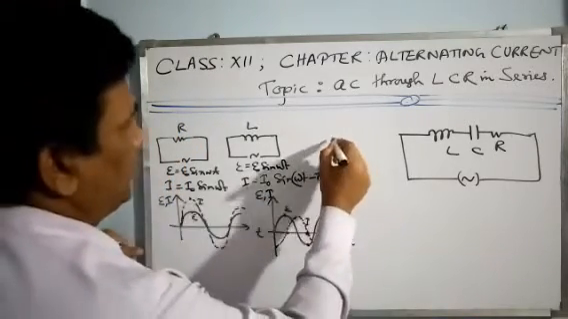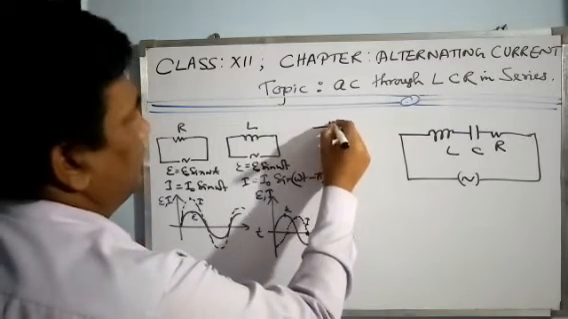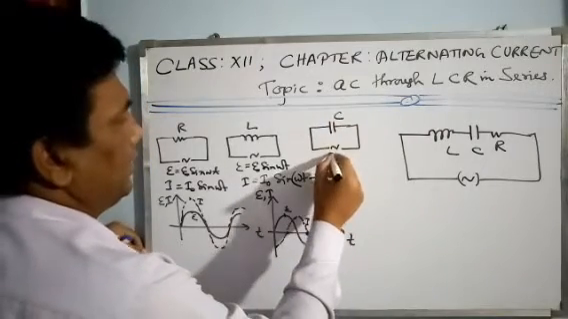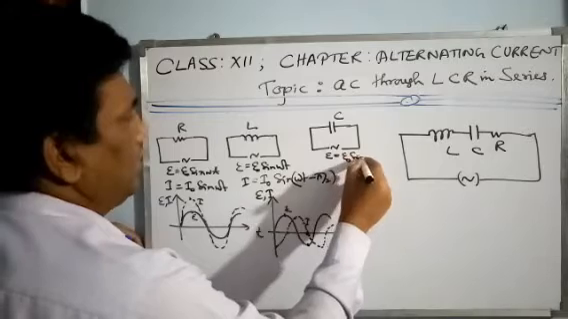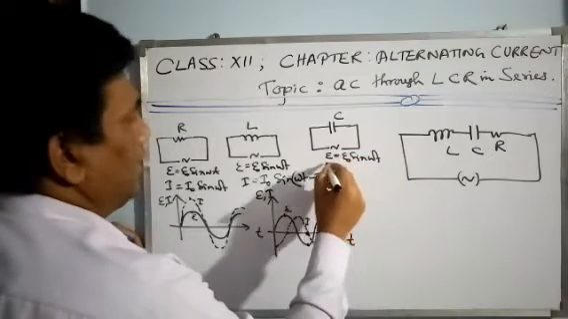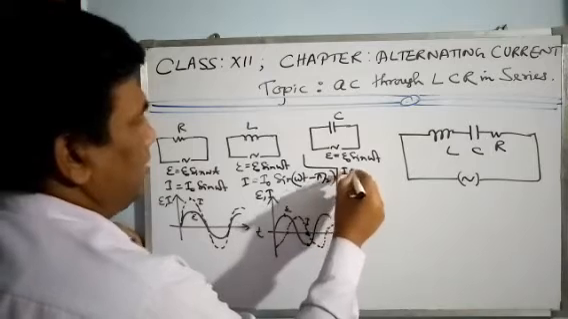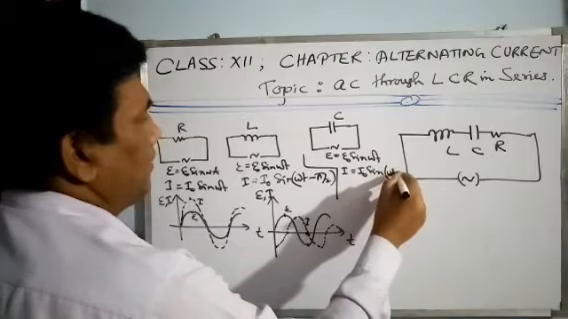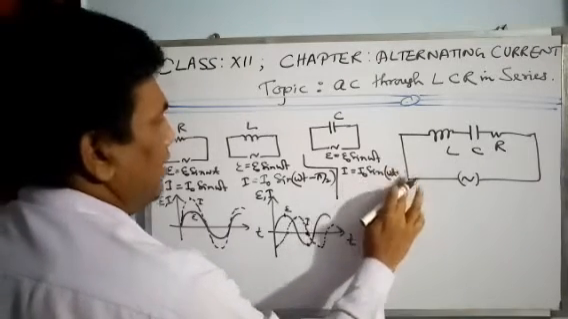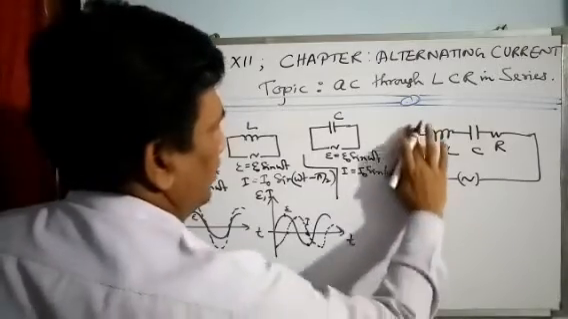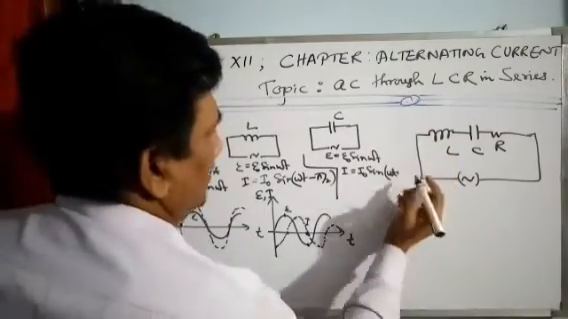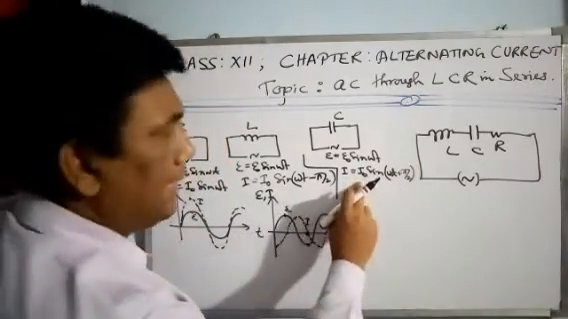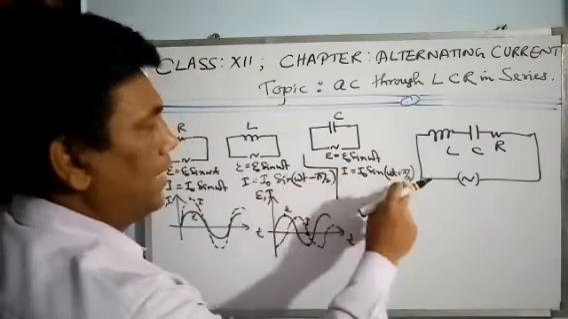Exactly that way for a capacitor. Say this is a circuit containing a capacitor only. Okay, here also I see if E equal to E naught sin omega t, the corresponding current is found to be I naught sin omega t plus pi by 2. Okay, that is already derived. Omega t plus pi by 2. Okay, here current leads the voltage by an angle pi by 2.